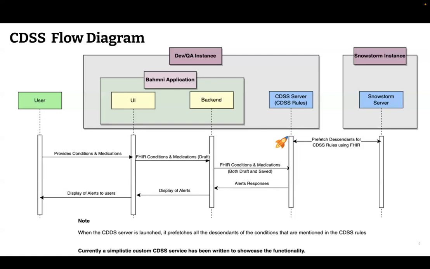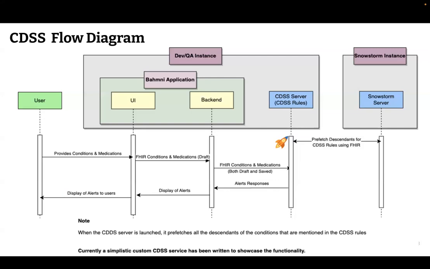So once that is done, let's say the user provides the conditions and the medications through the UI into the Bahmni application. The UI in turn, through FHIR, processes the medication and the conditions that have been provided, and passes them on to the CDSS server, which are both draft and save, meaning if there are previous diagnoses and medications as well, and the ones which are provided by the user right now, all those medications and conditions are passed on to the CDSS server through FHIR.